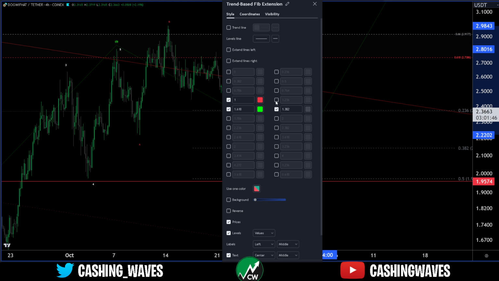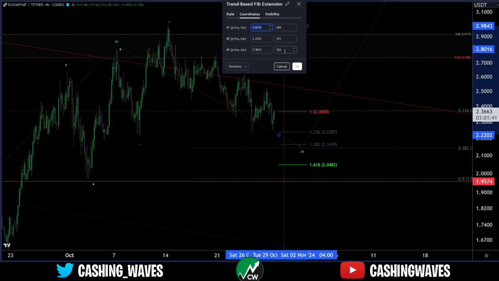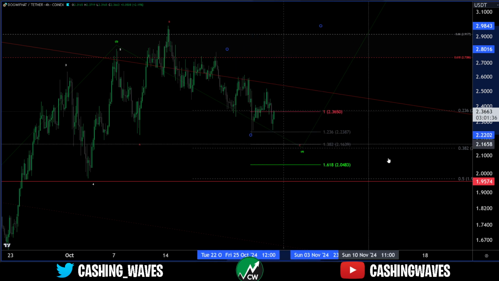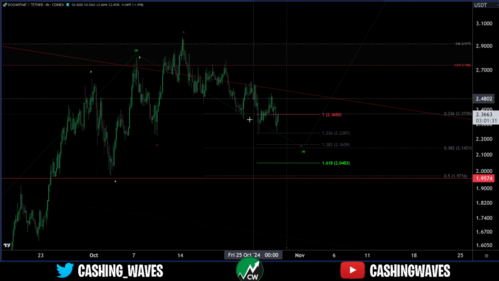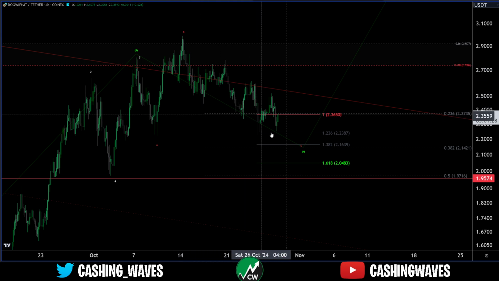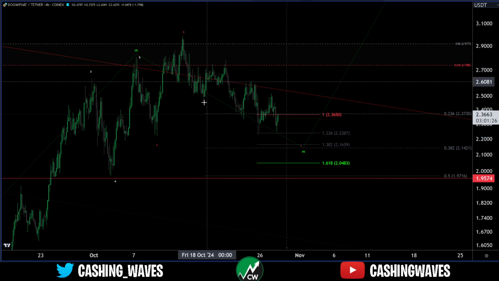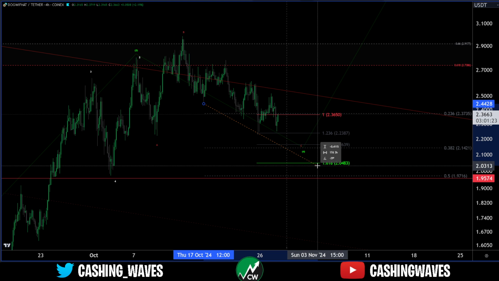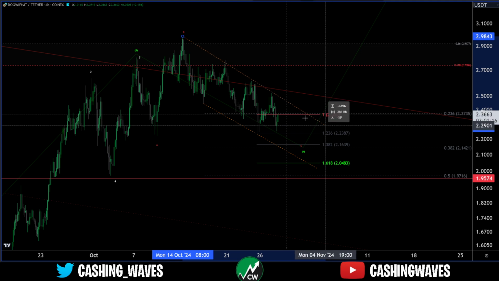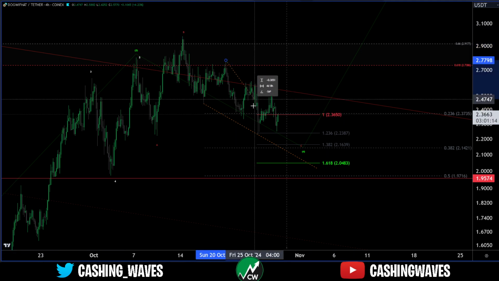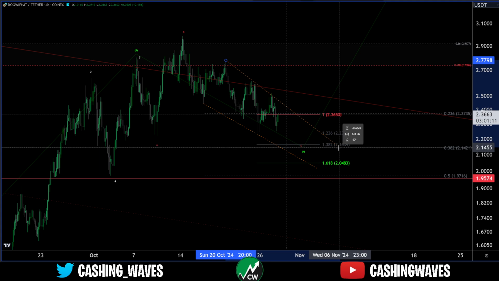Where's my 1.236? Put that on the right. So we're coming right into that zone. Wouldn't want to pass that 1.618 extension. This does look like a diagonal. See. Overlap right there, something like this.